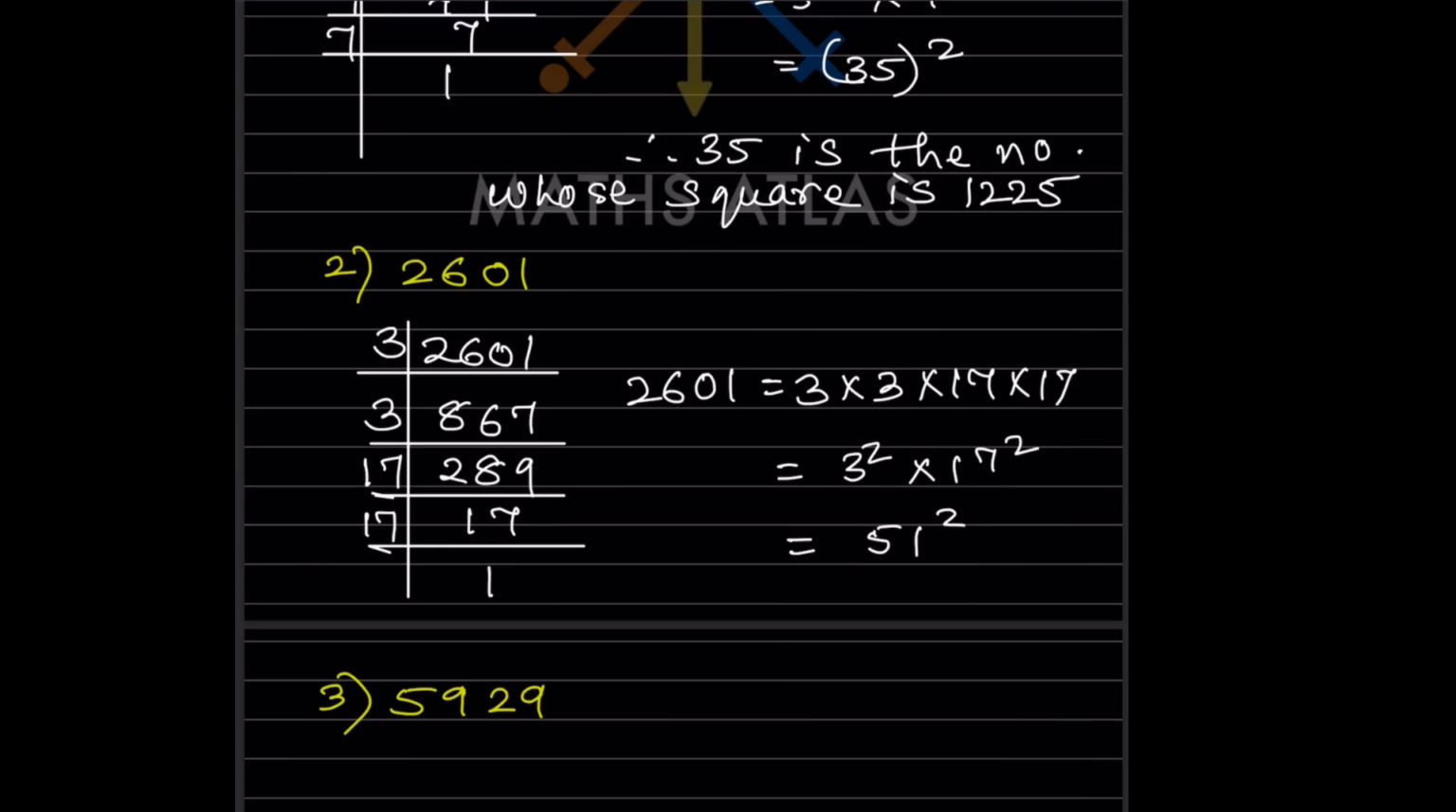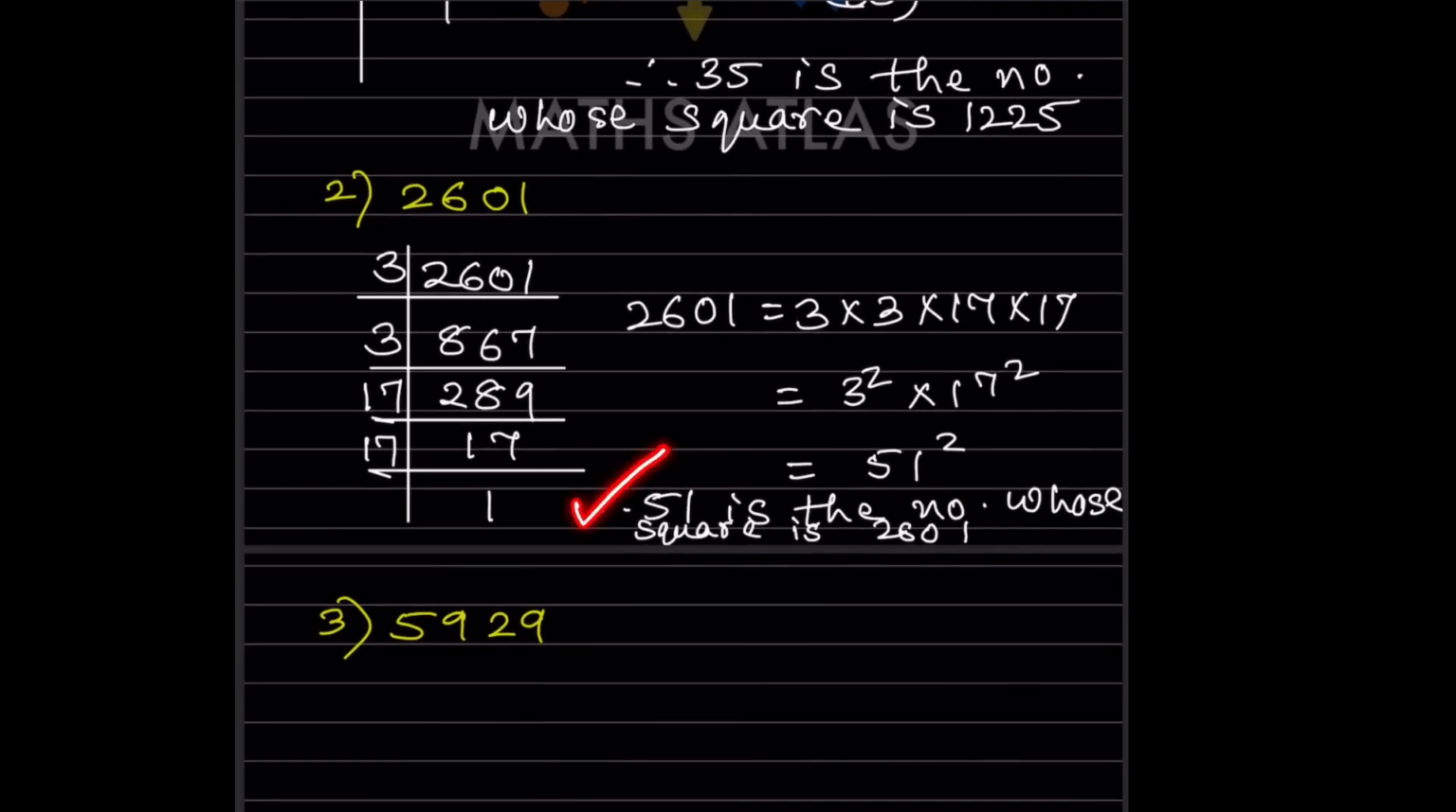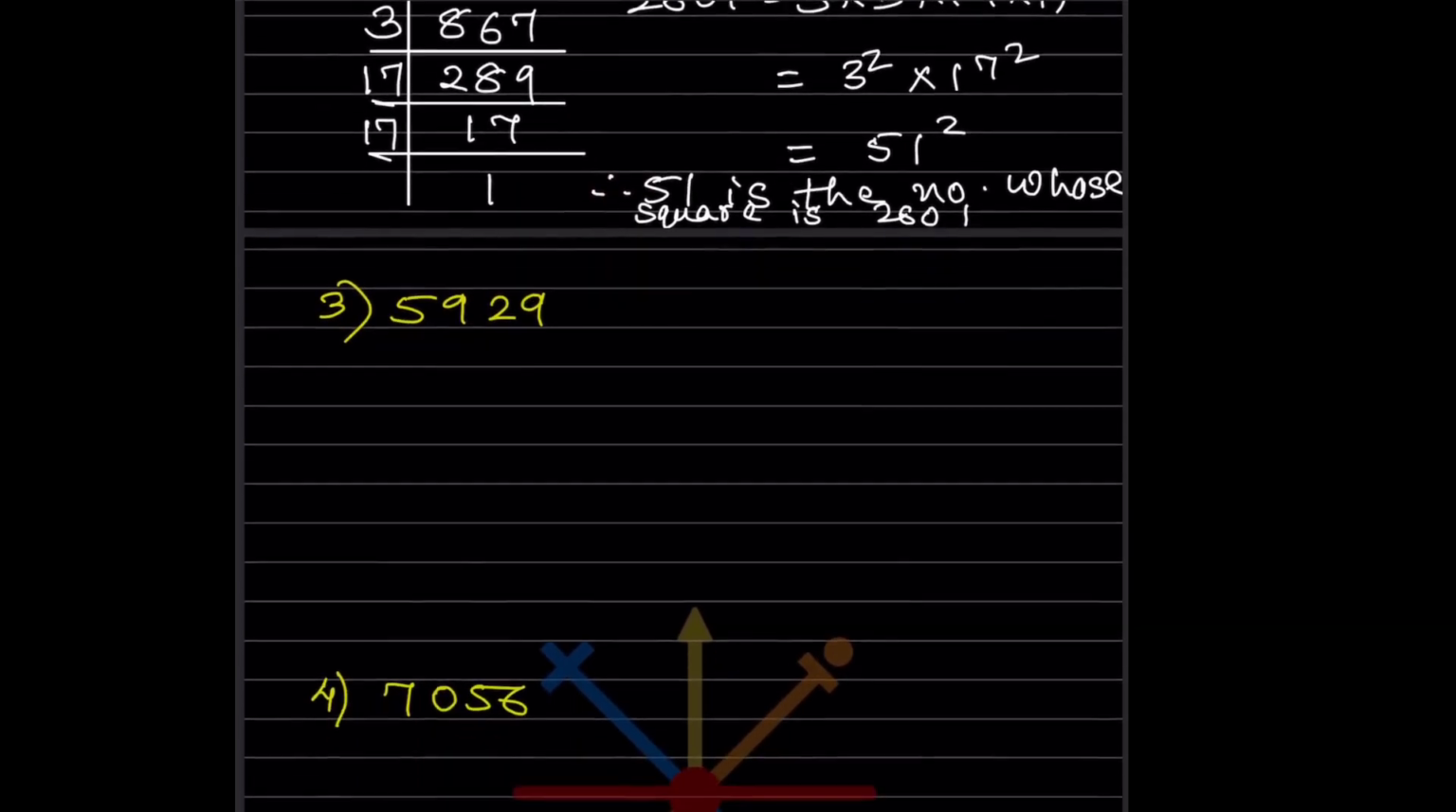So we can say therefore 51 is the number whose square is 2601. So this you can write it later. So I'm not going to keep writing it in each and every problem. So this sentence you can write it.